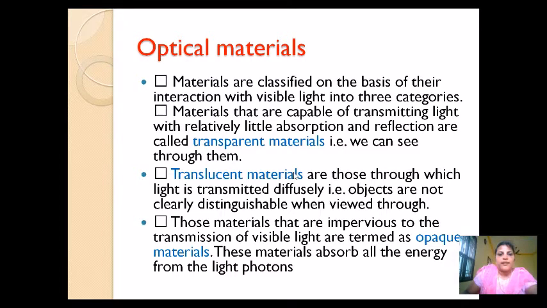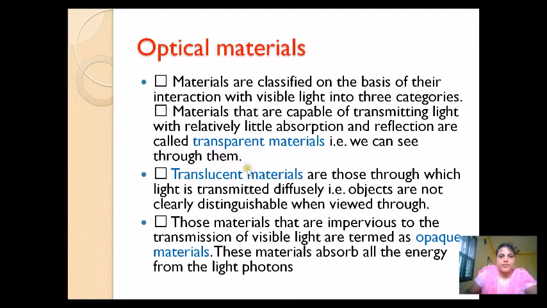Then in the case of optical materials, we can classify them into three types based on their interaction with the visible light. The first type is called transparent materials. These materials are capable of transmitting light with relatively little absorption and reflection. That is, we can see through them.